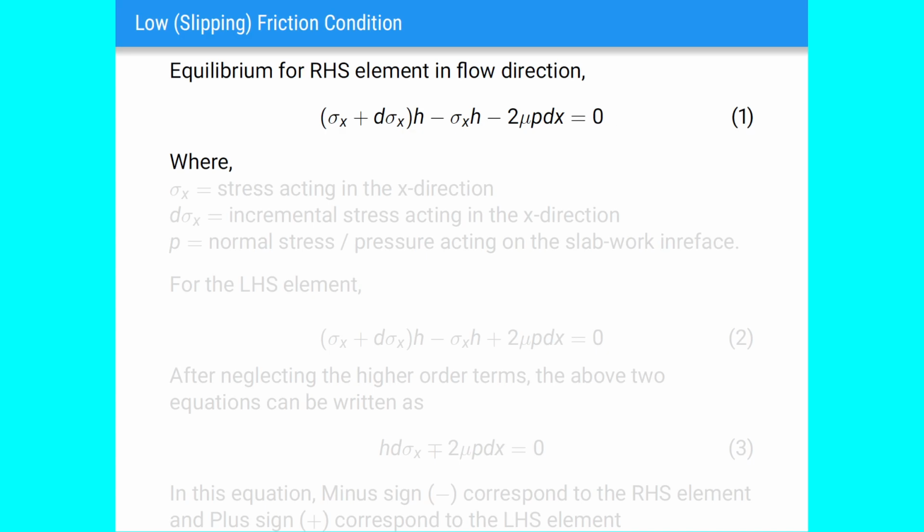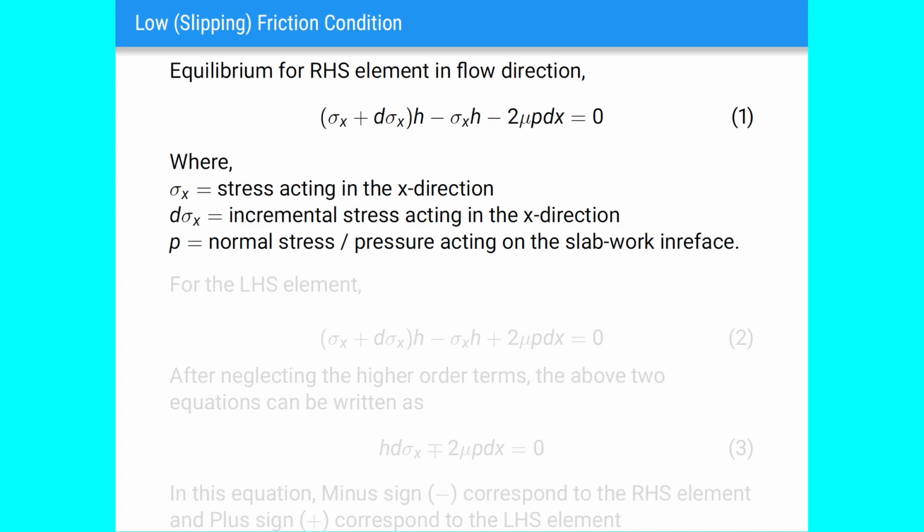So here, what is sigma x? It has already been discussed. Sigma x is the stress acting in the x direction. D sigma x is the incremental stress acting in the x direction. Again, p is the normal stress or the pressure acting on the slab-work interface. So this is all about your right hand side.